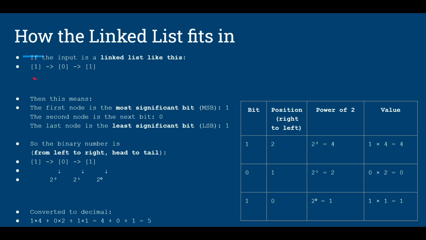And so when we are going from left to right, it means we are going head to tail, and we can take 2 to the power 2, 2 to the power 1, 2 to the power 0. If we take the bit position for 1 0 1, the position from right to left is 2 1 0. We do the power of 2, multiply, and convert this value. So this will fit like this.